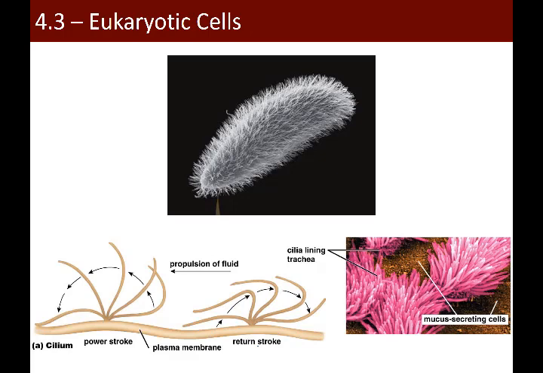So this image here sort of shows the power stroke of the cilia and then the return stroke. And they're going to use that motion to move this organism around in its environment. Or in this case, the cilia of the trachea are going to help capture particles and debris as they move into the respiratory system, and then they're going to capture them and move them over to these mucus secreting cells where they can absorb those particles and break them down and remove them before they get to the lungs.